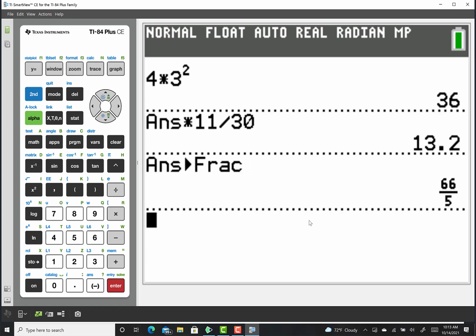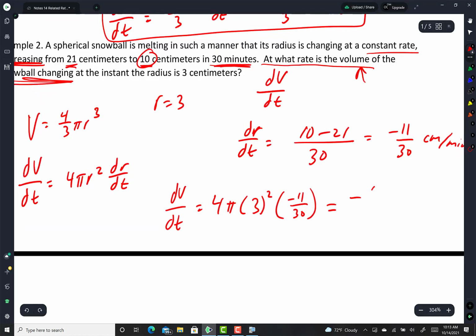Negative 66 pi over 5 cubic centimeters per minute. Because centimeters squared times centimeters is centimeters cubed. And then over minute because the time was in minutes. How do we feel, guys? And that's it. That's all it is.